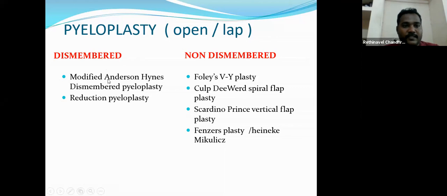In dismembered, there are two procedures: one is the modified Anderson-Hynes dismembered pyeloplasty and another is reduction pyeloplasty. The most common procedure done for PUJO is Anderson-Hynes pyeloplasty. It is dismembered, which means you separate the pelvis and the ureter and then do the surgery. Non-dismembered is not separating, which includes all the flap procedures: spiral flap, vertical flap. Just remember the names; they may ask Foley Y-plasty, Scardino-Prince plasty, that is Culp-DeWeerd pyeloplasty.